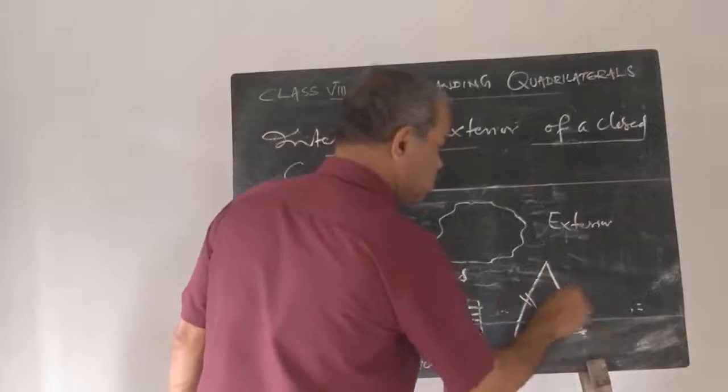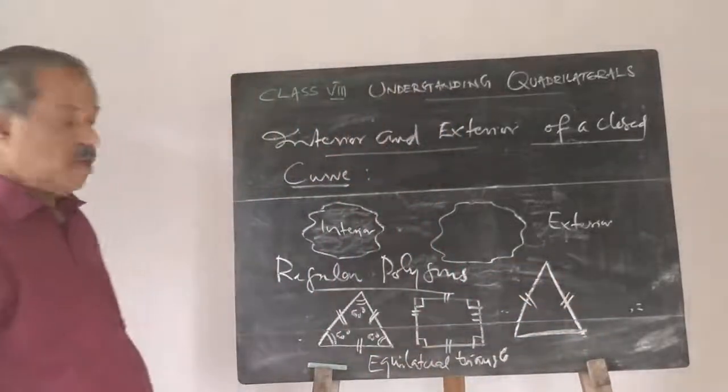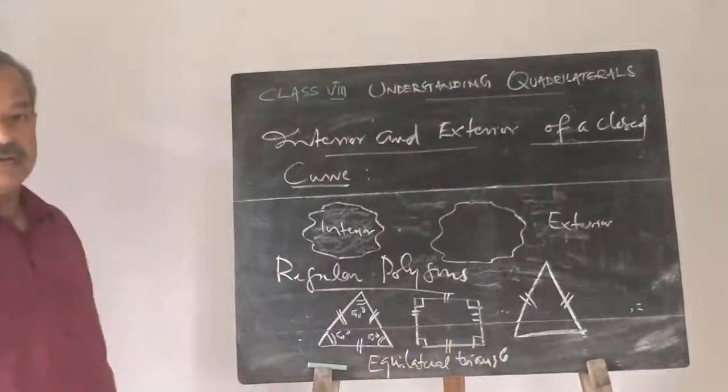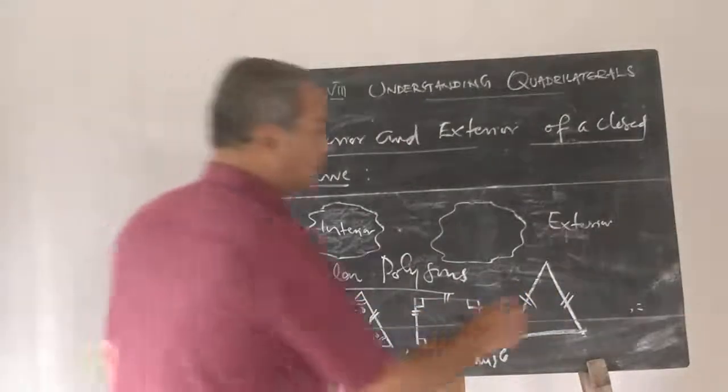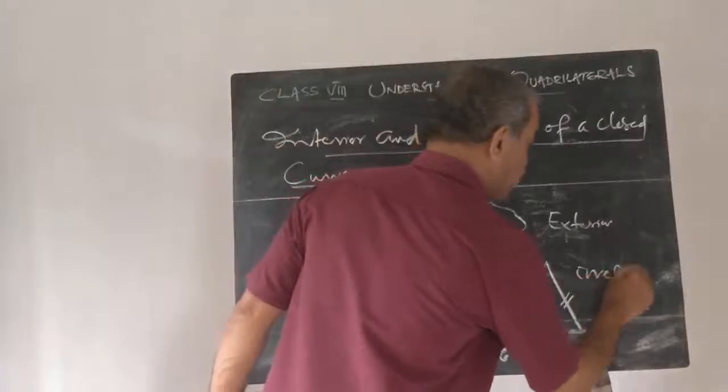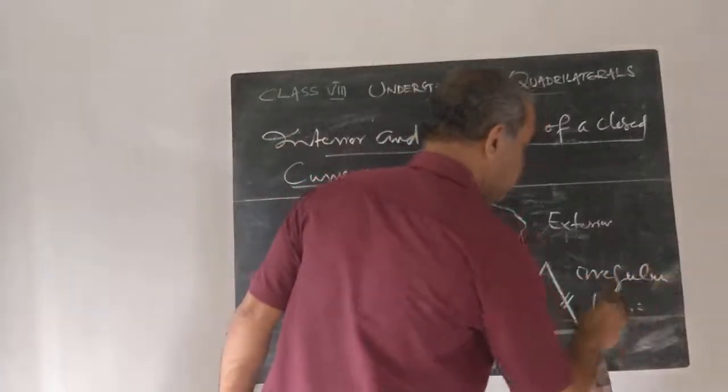See, if these two sides are equal but the third side is different, then this is not a regular polygon. It is an irregular polygon.